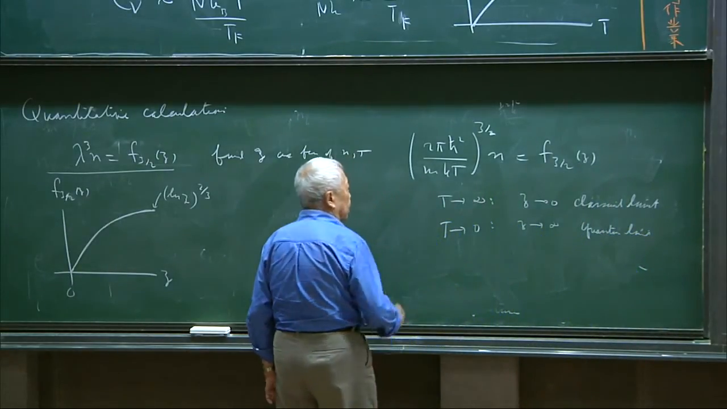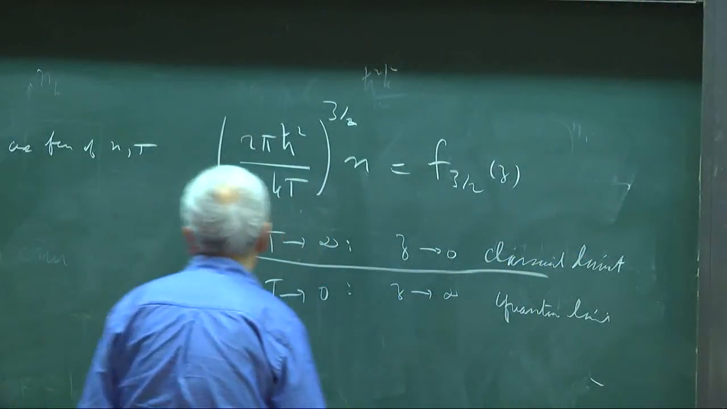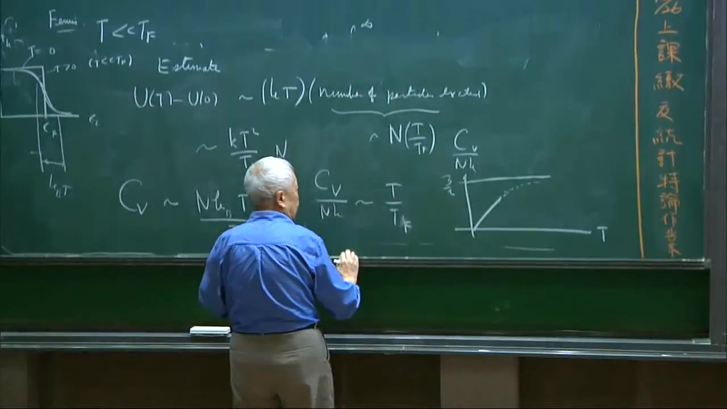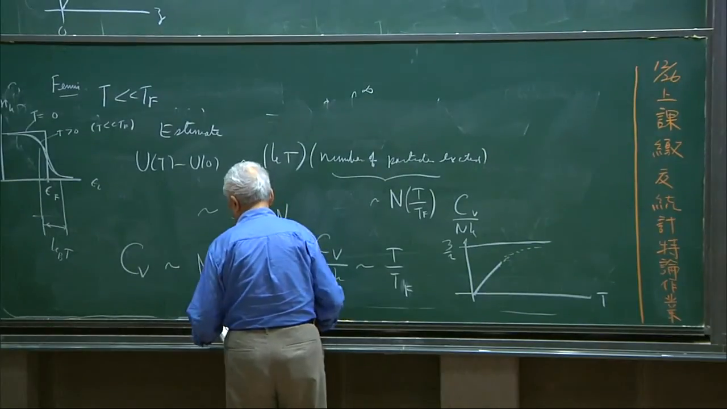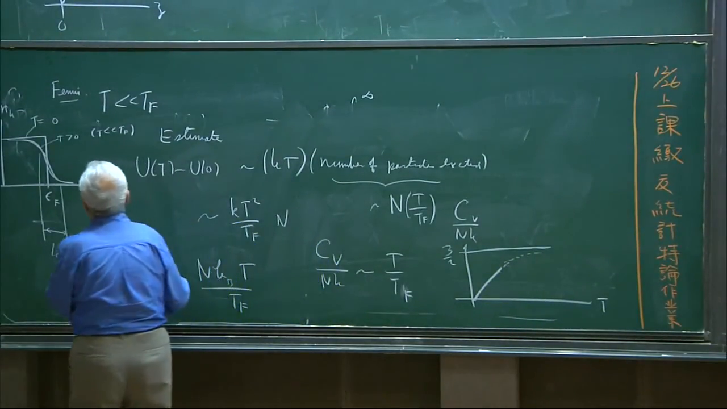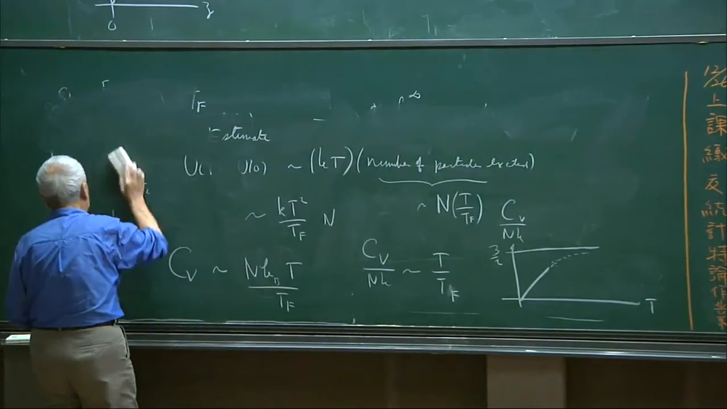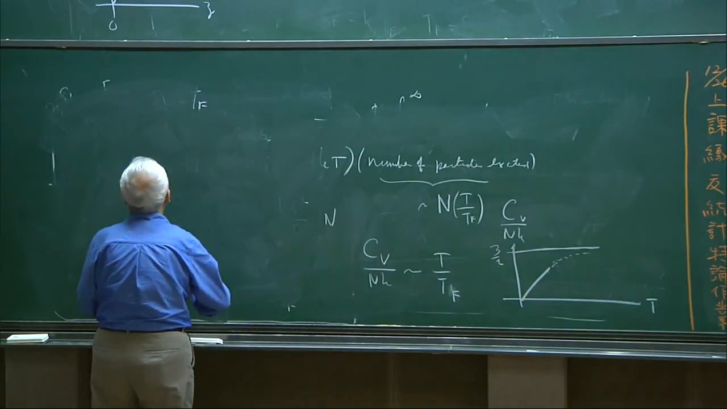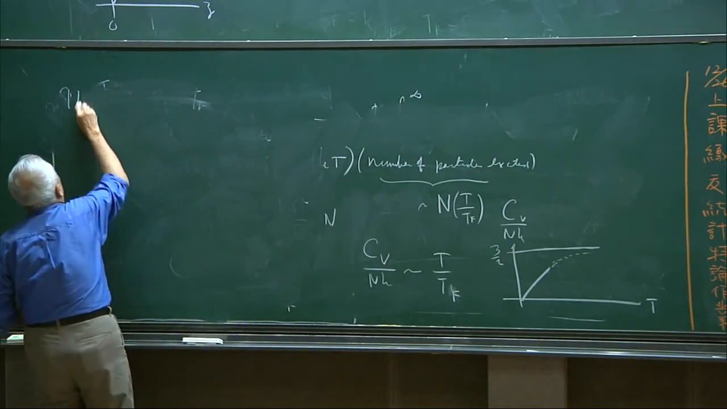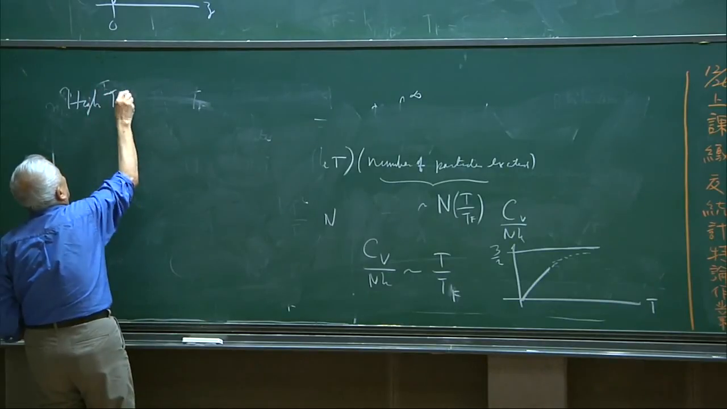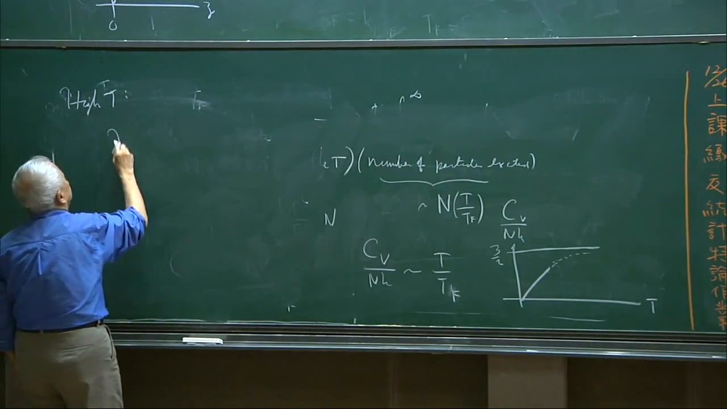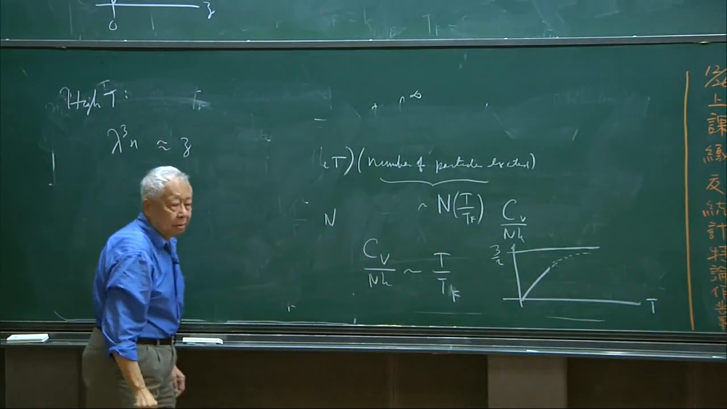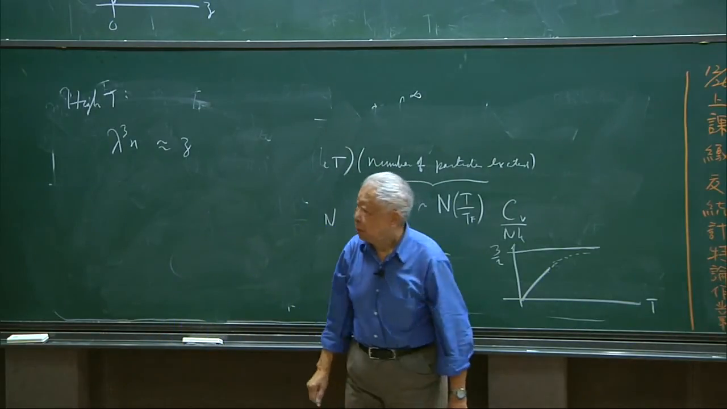And the classical limit is very simple. You just take the high T limit. It's very simple because you just take the power series and keep the first term. So at high T, you have lambda cubed n is roughly equal to z. You just keep the first term in the power series expansion.